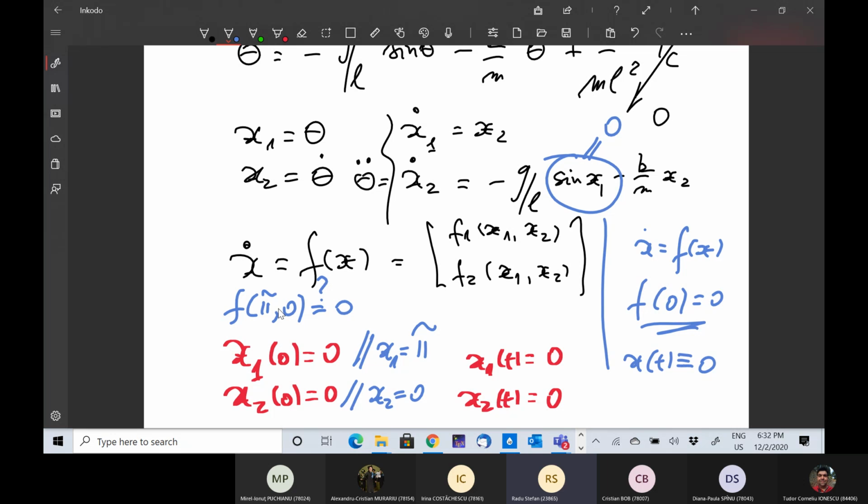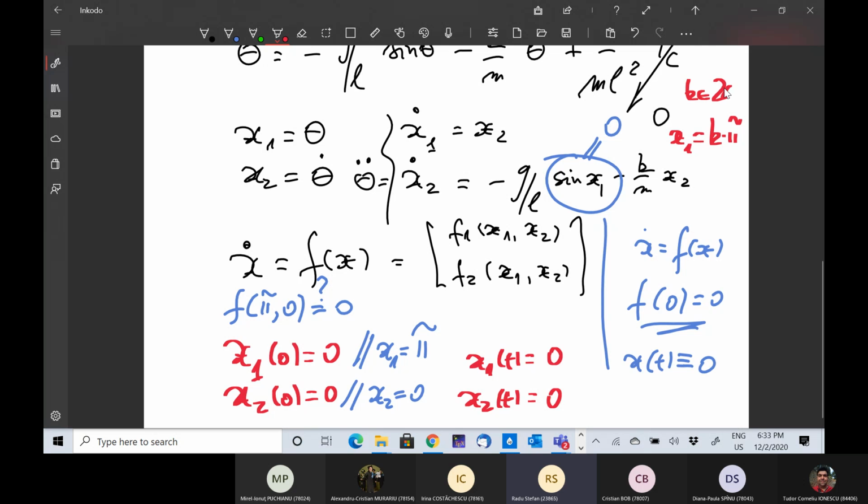Now, from physical point of view, we only have 2. But from mathematical point of view, we have an infinity. Why is that? This is because, for sure, sinus x1 has an infinity of solutions. What is the solution of sinus x1 equals 0? How much is x1? K pi with K integer. Right, thank you very much.